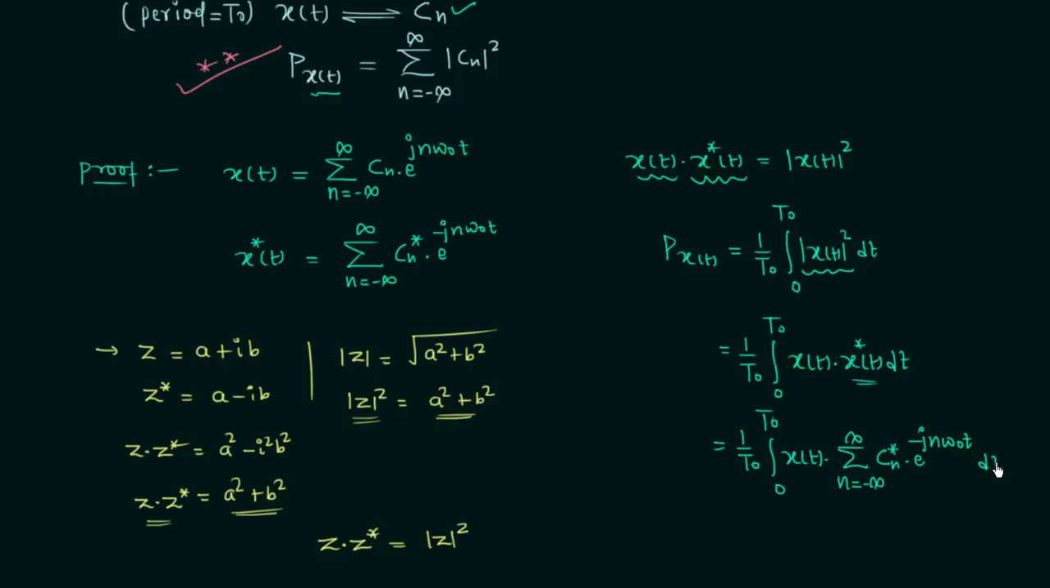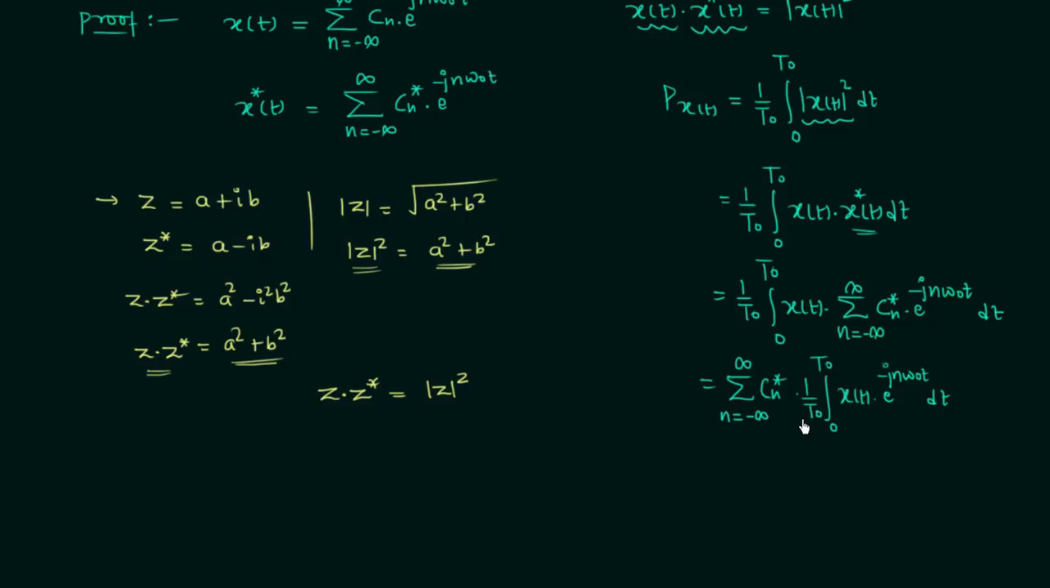Now we will rearrange this and we have summation n equal to minus infinity to infinity c_n conjugate times 1 over T0 integration 0 to T0 signal x(t) multiplied by e^(-j n ω0 t) dt. Now if you look at the rearranged formula, you will find that 1 over T0 integration 0 to T0 x(t) multiplied by e^(-j n ω0 t) dt is the formula of the complex exponential Fourier coefficient c_n.